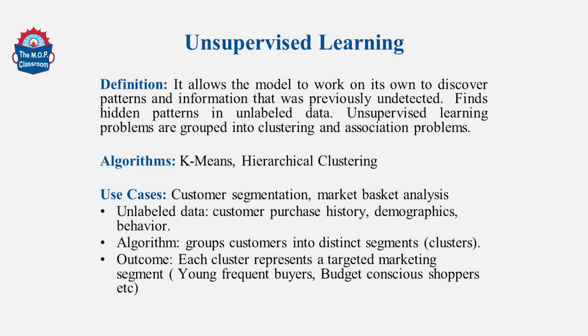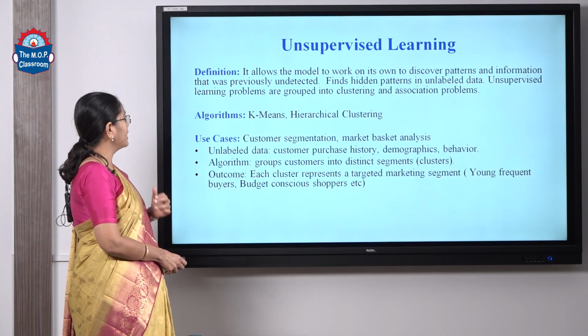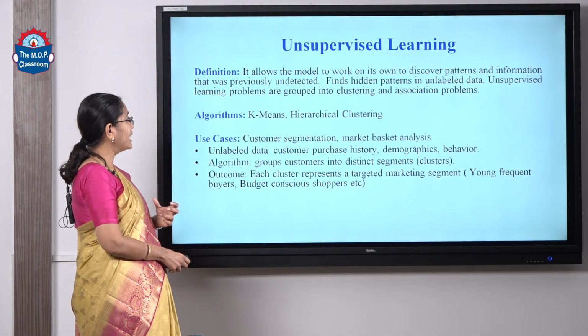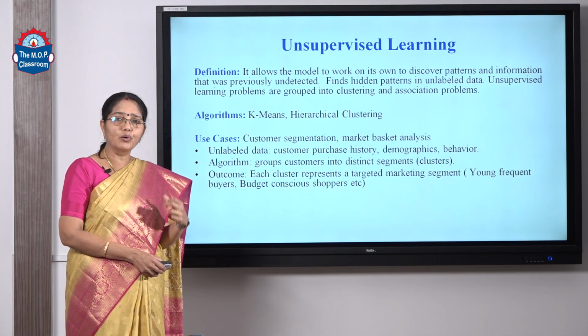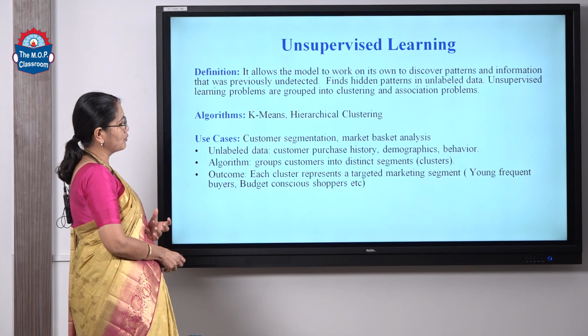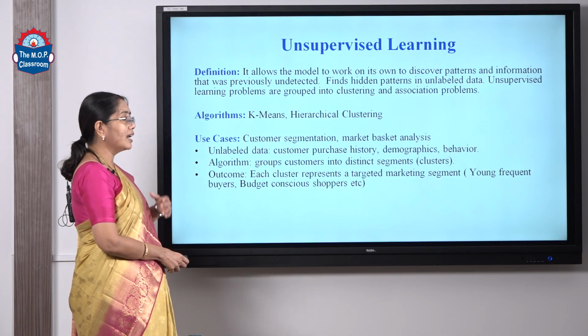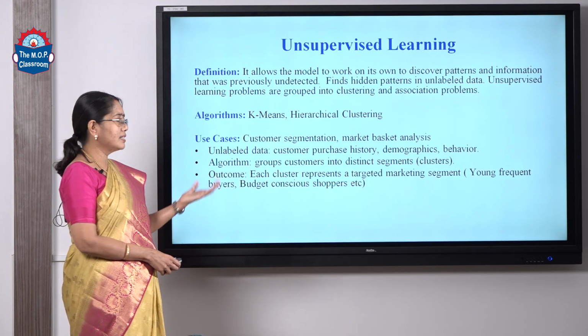Now in the case of unsupervised learning, as I told you, the model works on unlabeled data. Here it allows the model to work on its own in order to discover patterns and information that were previously undetected. So machine learning is able to find hidden patterns in unlabeled data, and unsupervised learning problems are grouped into clustering and association rule mining. The algorithms that can be used for unsupervised learning are K-means algorithm, hierarchical clustering, market basket analysis, etc.